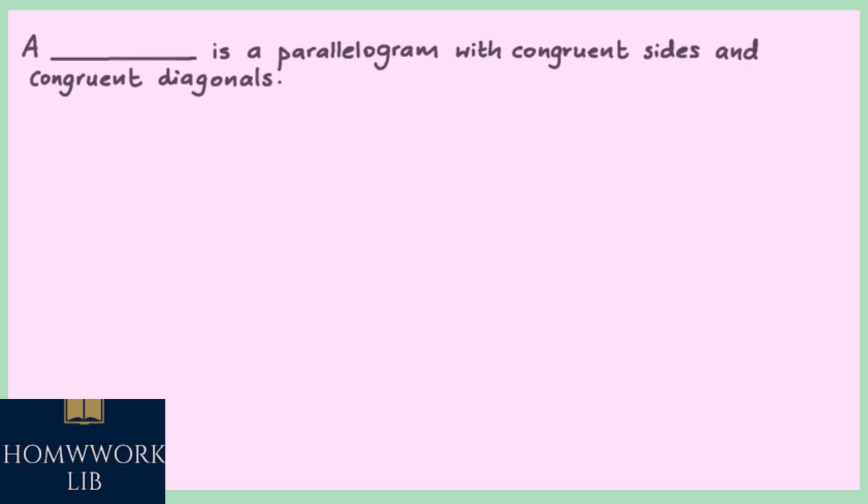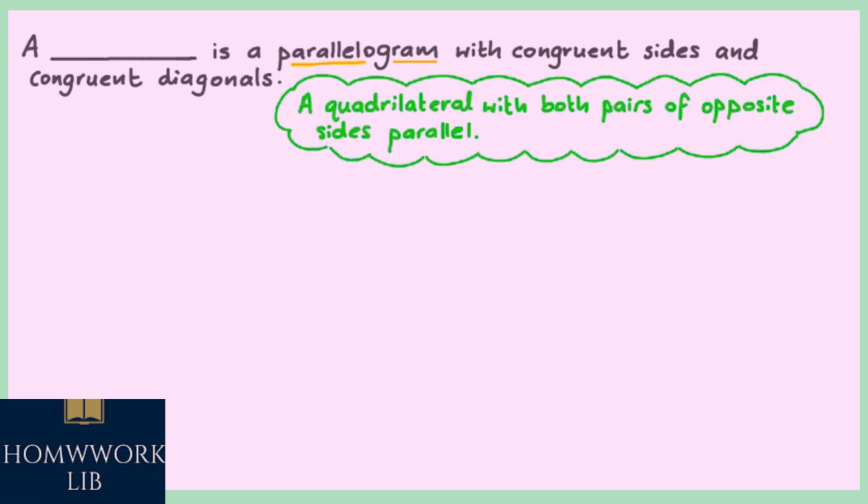What is a parallelogram with congruent sides and congruent diagonals? Let's begin this question by recalling that a parallelogram is defined as a quadrilateral with both pairs of opposite sides parallel. So, for example, we could draw a parallelogram like this, or even like this. They just have to have two pairs of opposite sides parallel.